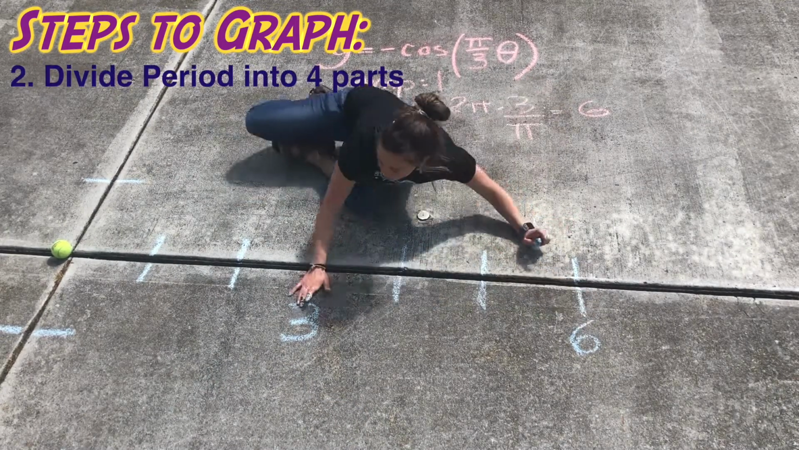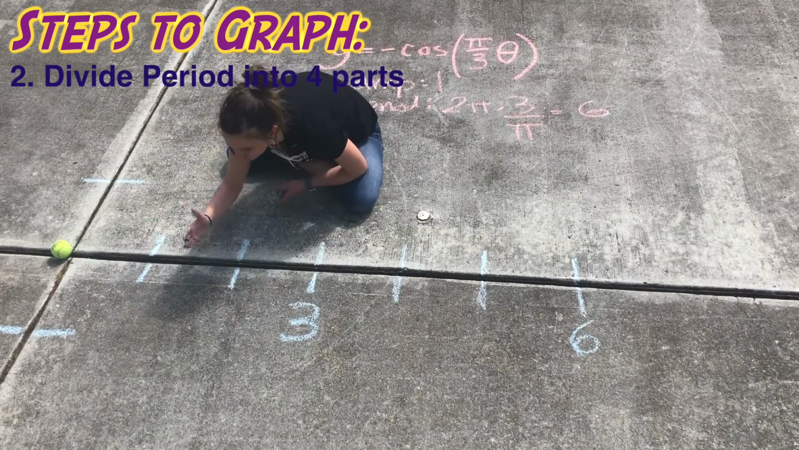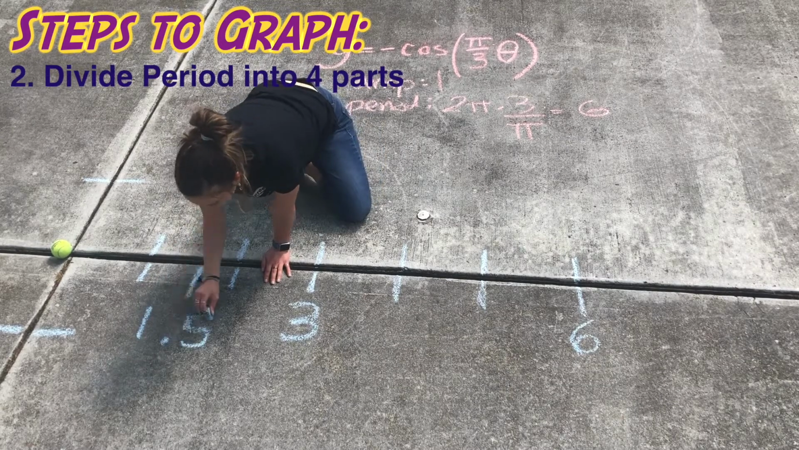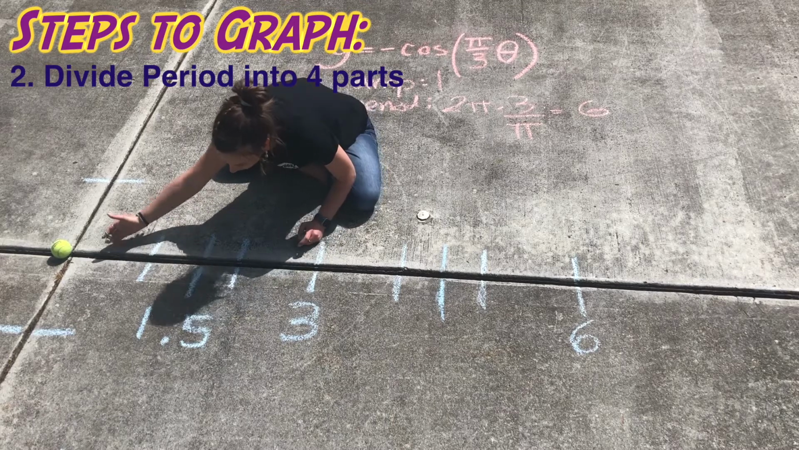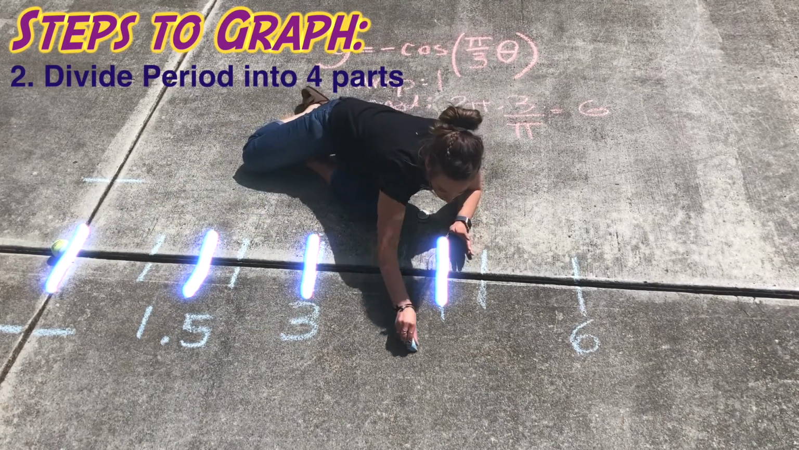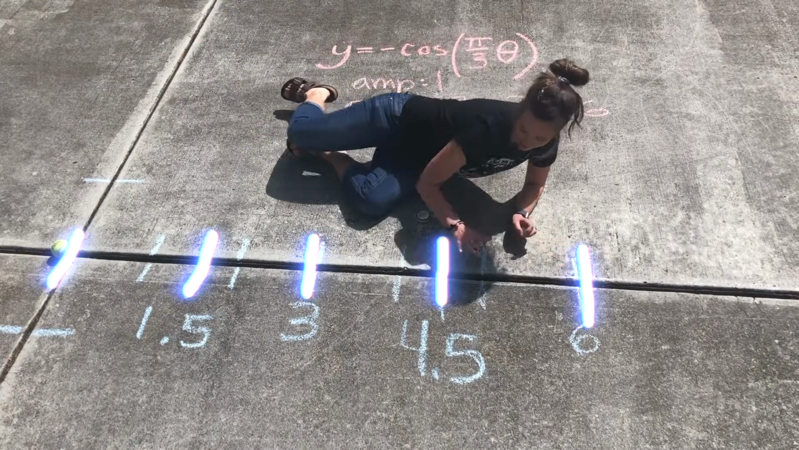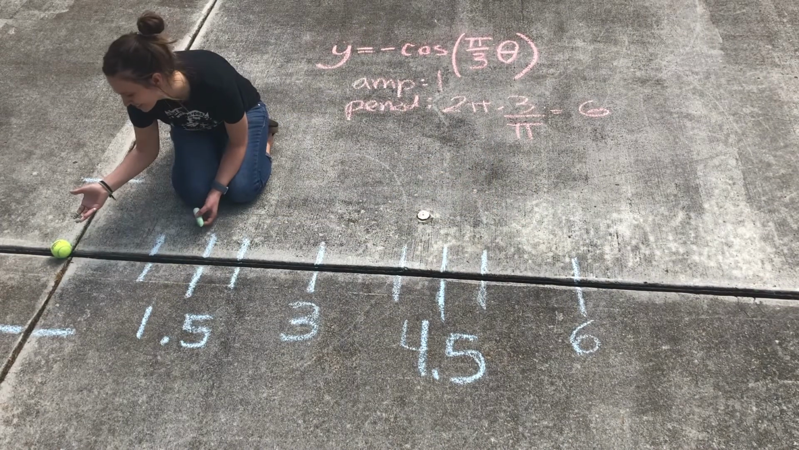Half of 6 is 3. Half of 3 would be 1.5. This is 1, this is 2, so 1.5 is going to be right here. If I have 5 pattern points, 1.5 plus 1.5 is 3, plus 1.5 again would be 4.5, and then plus 1.5 again would be 6. So we didn't need these other ticks here.